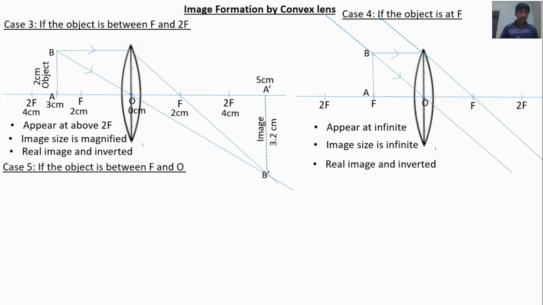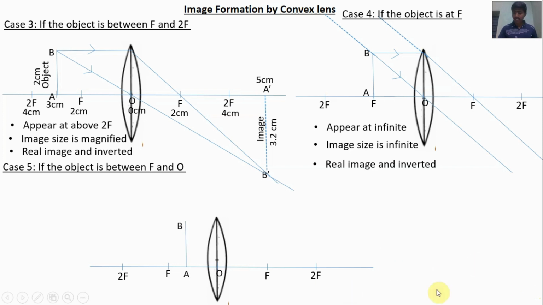Case 5. If the object is between the focal length and the optic center, what will be the image appearance? Just draw this convex lens and principal axis. Let us take the object at 1 cm away from the optic center. The focal length is 2 cm.